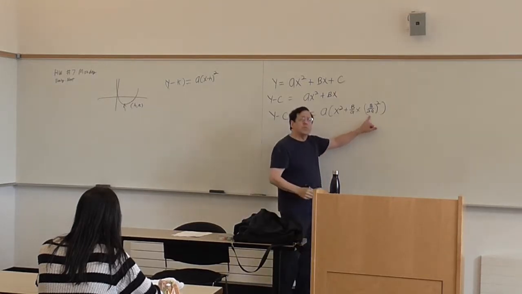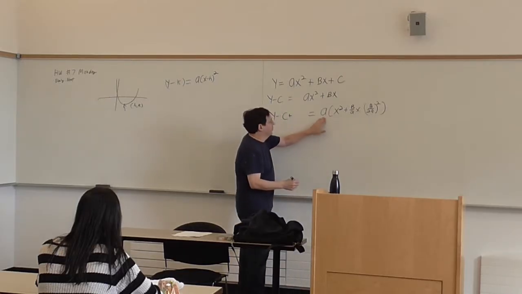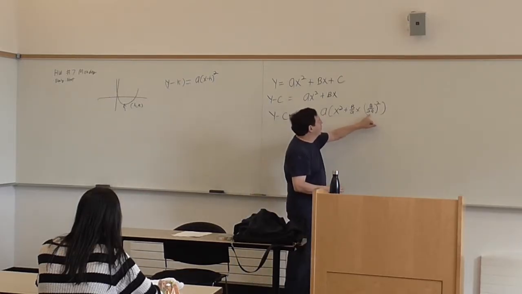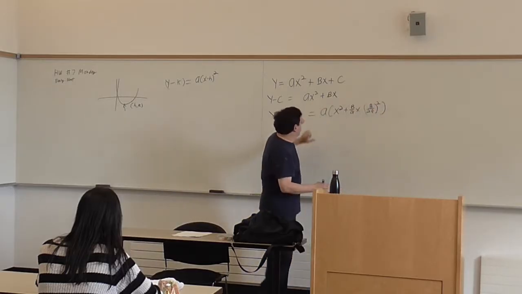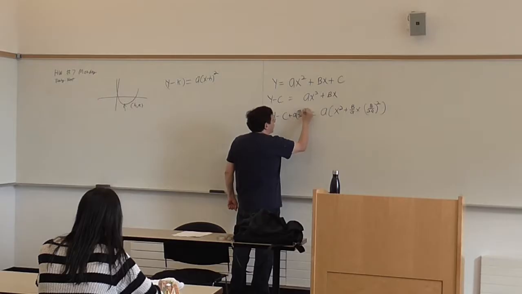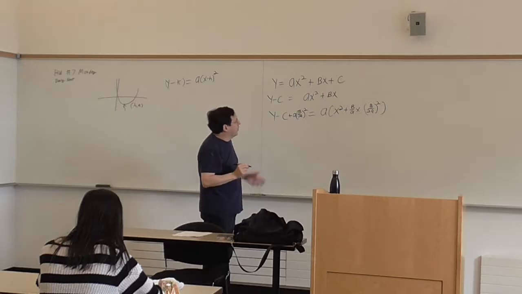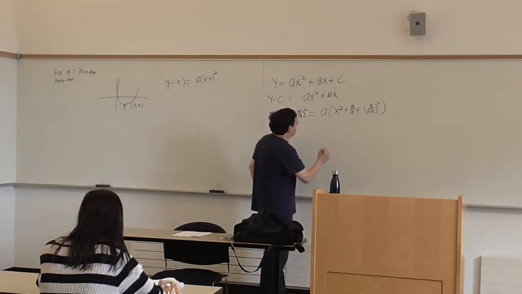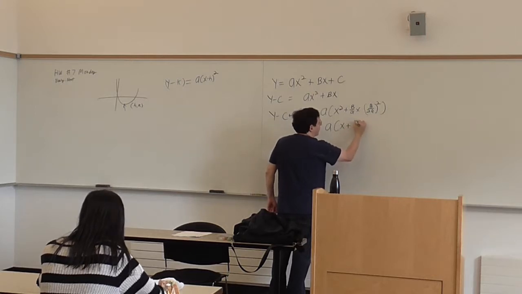But wait, careful. (b over 2a) squared times a, right? So I didn't add (b over 2a) squared, I added this times a. So that gives me a times (b over 2a) squared on this side. All right, now I can factor this, because it's a perfect square. This just becomes a times (x plus b over 2a) squared.